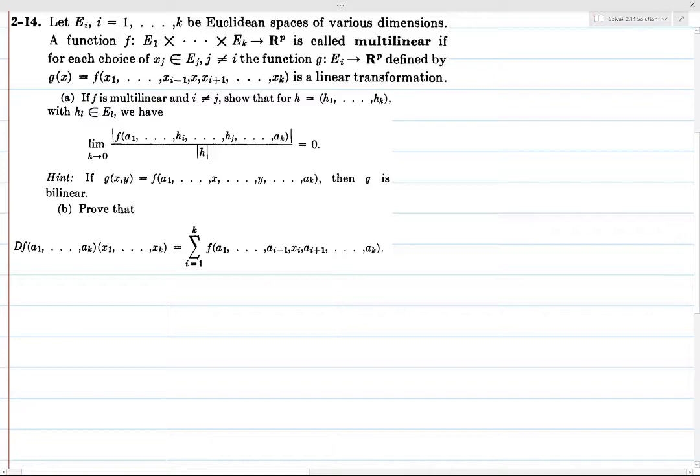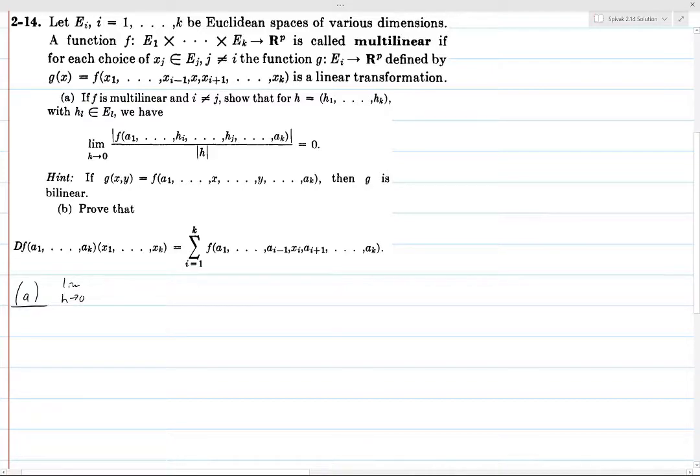So in the numerator here, we've got f of a1 through ak, but you take two of those coordinates and you replace them with hi and hj. And this limit will be 0. We know that if you have this limit for bilinear functions, then this limit is true, and that's by exercise 2-12a from this section. So in proving part A of this exercise, we want to use that, and it ends up being pretty straightforward.